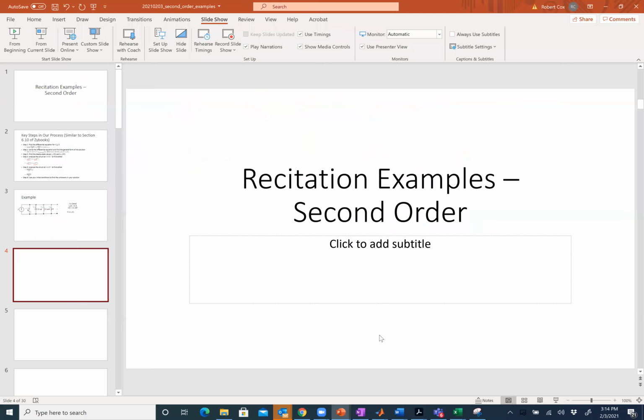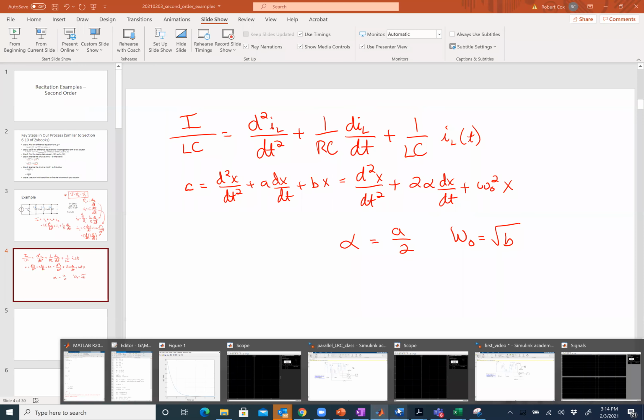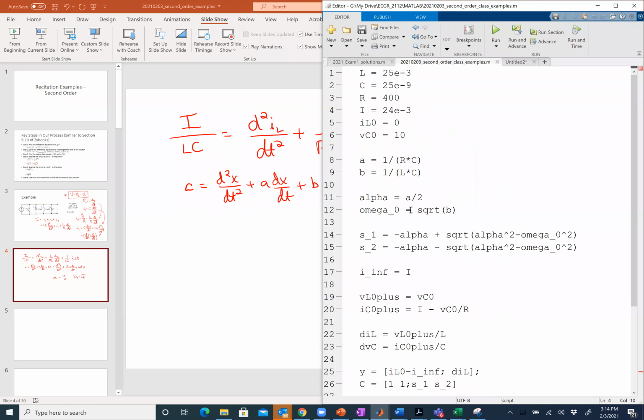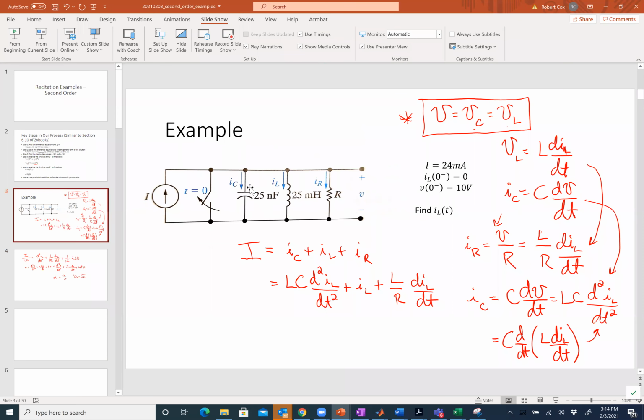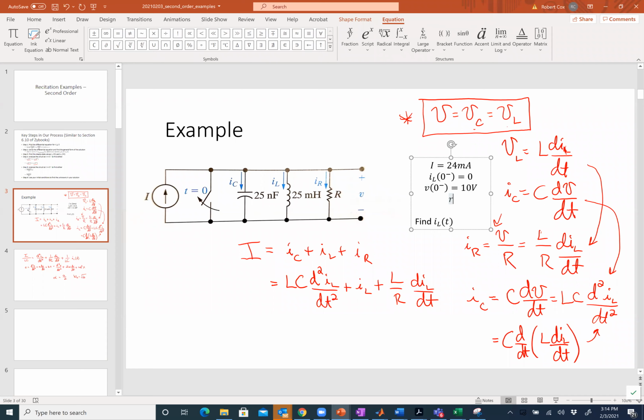Keep that, and I'm going to go over here to the Matlab code that I wrote. Here's what I do when I'm approaching a problem like this. Just to be clear, here's the circuit. It's got 25 nanofarads, 25 millihenries, and the R value, I didn't write it down, but the R value is 400 ohms. For whatever reason, the textbook I took this from did not have that. So let me put that in. R is 400 ohms.